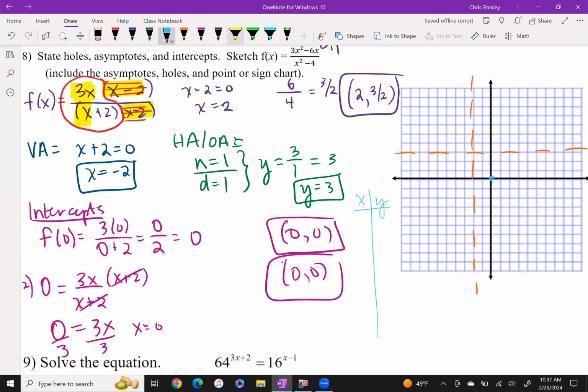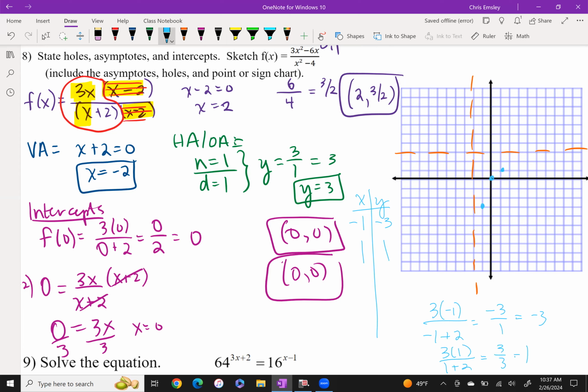Okay, so we need to figure out two things. We need to figure out what's happening over here on this side of our graph. We already have x equals 0. So how about x equals -1 and +1? That'll tell us what's happening on either side of that intercept that we already have. So if x equals -1, 3 times -1 over -1 plus 2. That's -3 over 1 or -3. So you don't need the table button. You can do it by hand. Our next point, +1, 3 times 1 over 1 plus 2. That's 3 over 3 or 1.